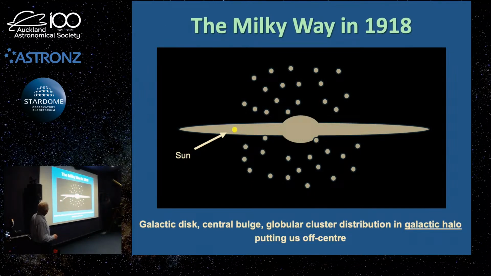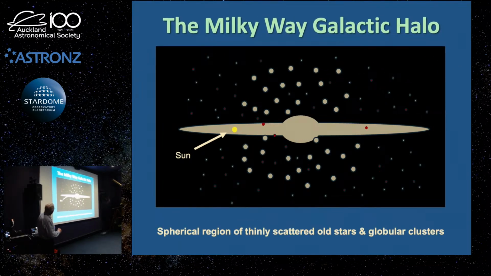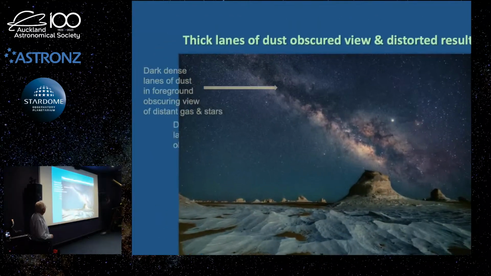So here's a nice little diagram that I've just knocked up. Here's the central bulge. Here's your flattened disk. The sun, we put ourselves out here, out in the suburbs. We'll talk more about exact distances in a minute, but here's all your globular clusters out here. This region that they are in is called the galactic halo. The galactic halo is a spherical region that surrounds the disk of the Milky Way, and it's got your globular clusters and it's sparsely populated with predominantly old stars.